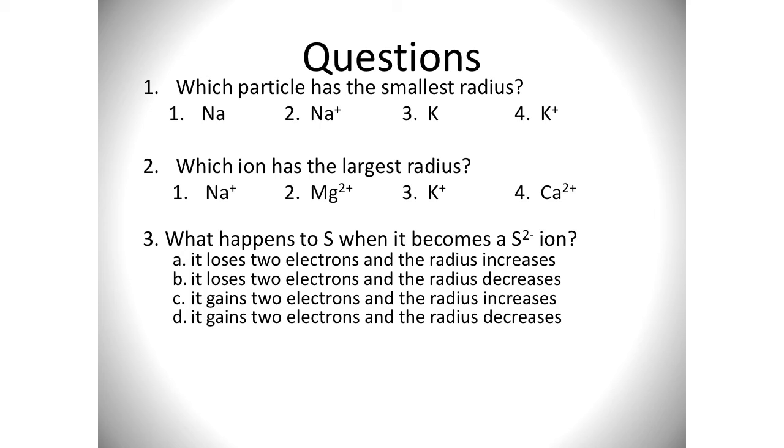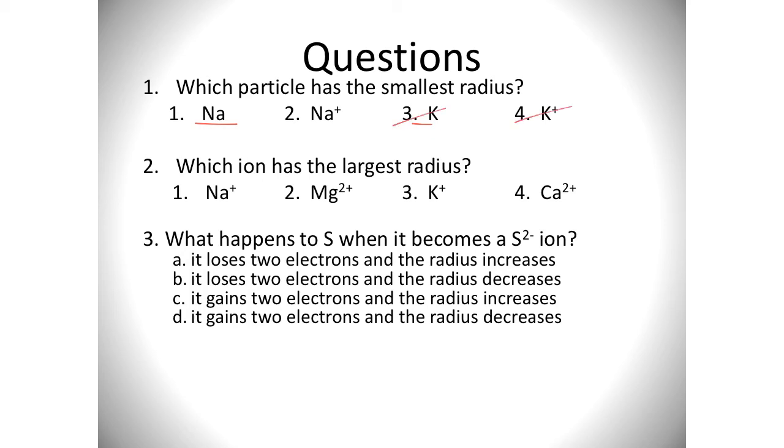All right, so now we just have some example questions. Which particle has the smallest radius? We can do this with trends, or we can take a look at the periodic table. So let's first just compare sodium versus potassium. Sodium has 3 electron shells, potassium has 4 electron shells. So that's going to make sodium smaller.